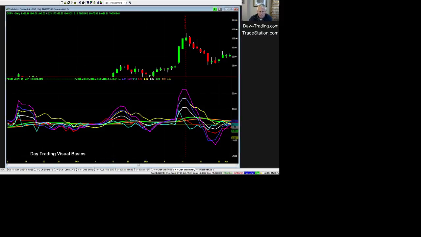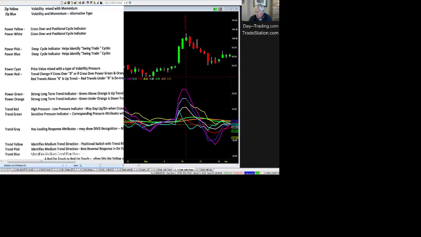The power pink and the power blue are deep cycle indicators, and they help identify the basic cycle of what you might be looking at. Just like where the vertical line is right now, when you have the pink and blue real high, you are on a peak. And likewise, when they go down low to the bottom, you are at a BOC, or the bottom of the cycle.